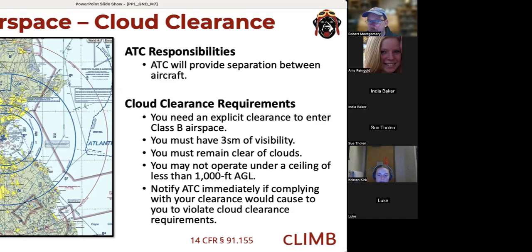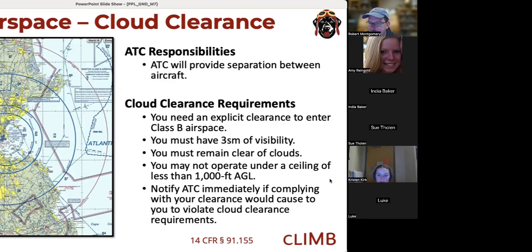And so on the flip side, they'll say, okay, you must have 3 statute miles of visibility. That's kind of the basic for having some sense of aircraft control. Beyond that, they expect you to remain clear of clouds, right? And then because it's controlled airspace, you're not supposed to operate below a ceiling of less than 1,000 feet AGL. We'll talk about that a little bit later, right?